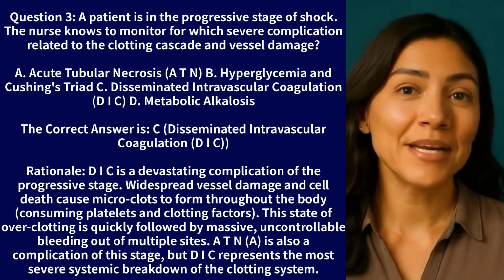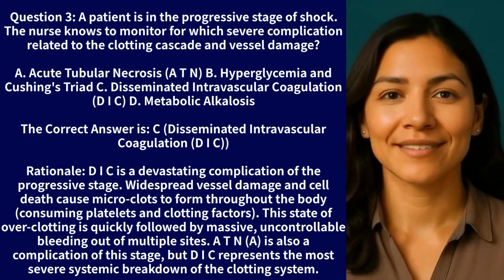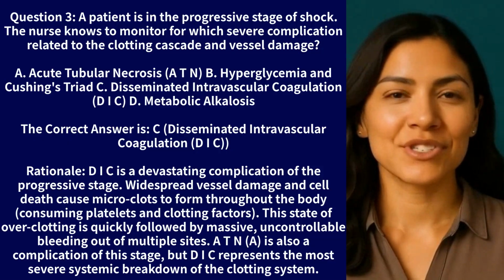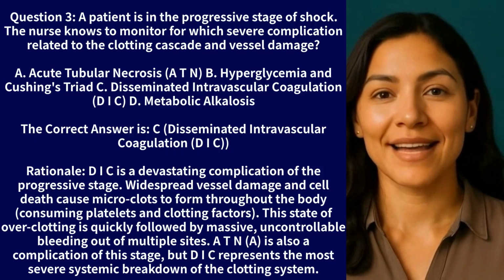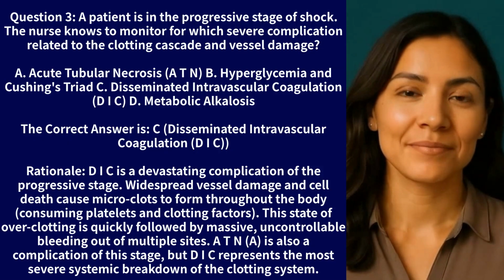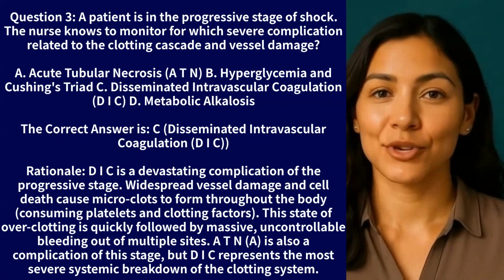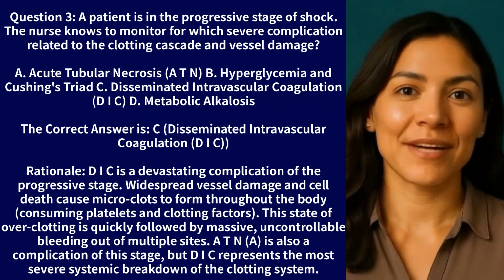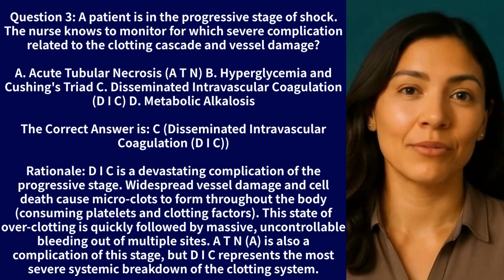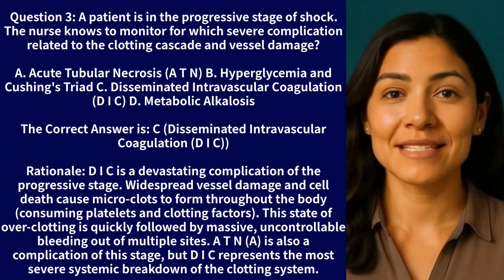Question 3. A patient is in the progressive stage of shock. The nurse knows to monitor for which severe complication related to the clotting cascade and vessel damage. A. Acute tubular necrosis, ATN. B. Hyperglycemia and Cushing's triad. C. Disseminated intravascular coagulation. D. Metabolic alkalosis. The correct answer is C.